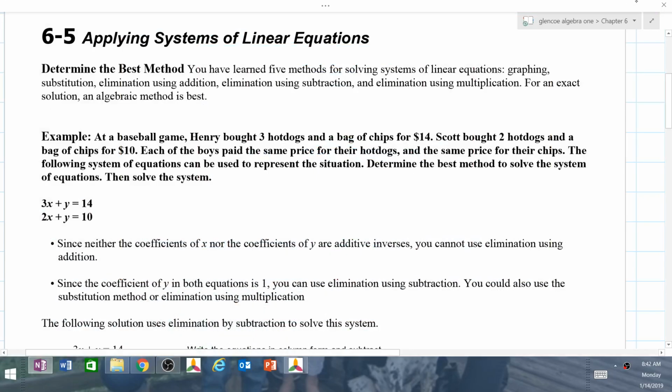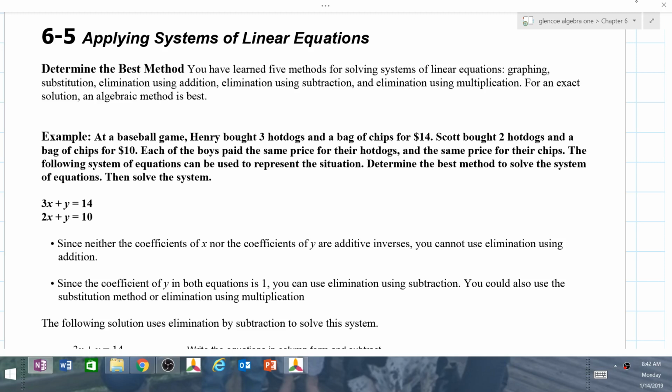Okay, welcome to 6.5, Applying Systems of Linear Equations. Today what you're going to be presented with are systems of equations, and you have to make the decision, what's the best way to solve them? Should I graph them? Should I use substitution?